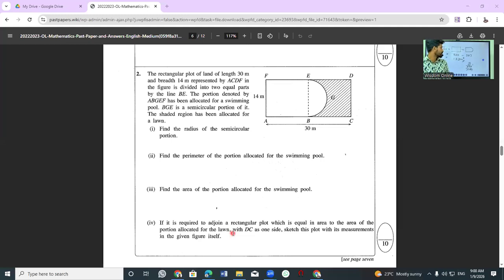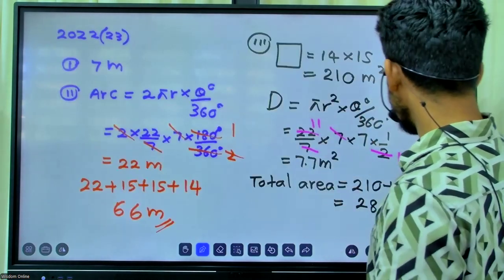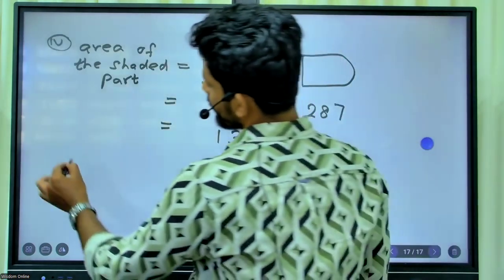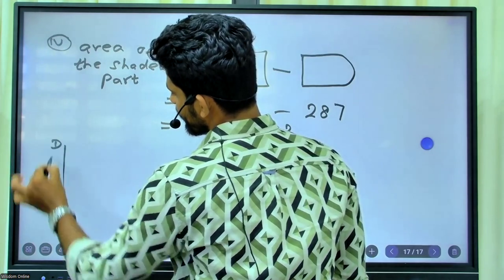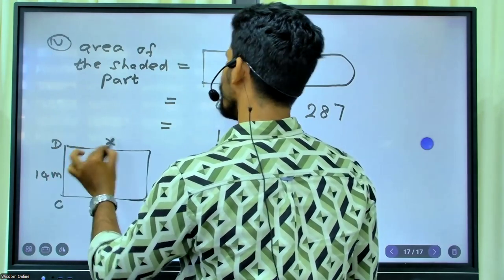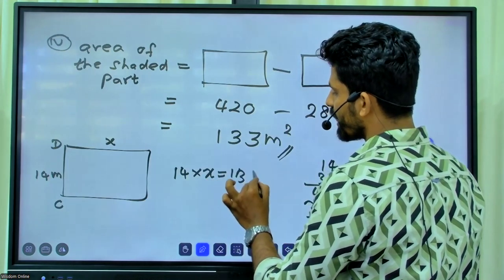That is the shaded region area. Right? The area of the portion equal to the area allocated for the lawn, with DC as one side. DC should be equal to one side. That means DC is 14 meters, and we need to take the other side as x. 14 into x equals 133.